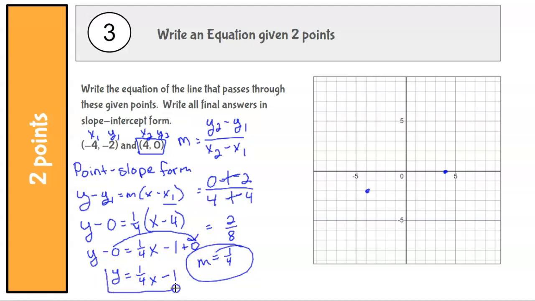So my answer is, I'm going to put a box around it because I circled my m. I'm going to put a box around my answer here. y equals 1/4 x minus 1. And if I look over here, that's my y-intercept, -1, up 1 over 4. That's my slope, checks out, looks good. That matches the information that I was given.